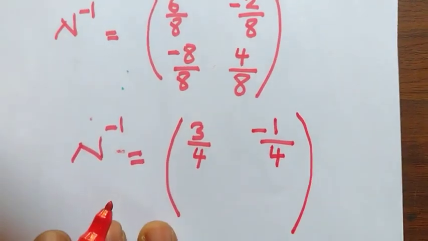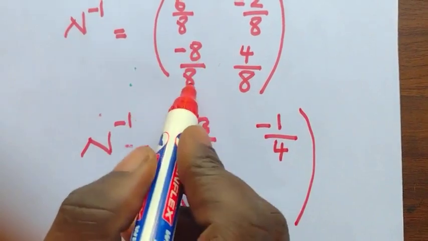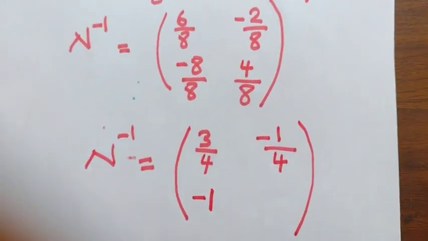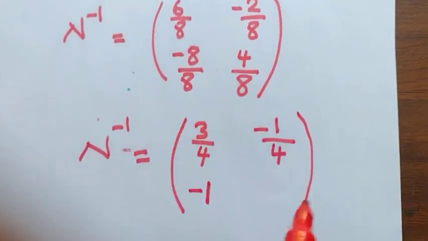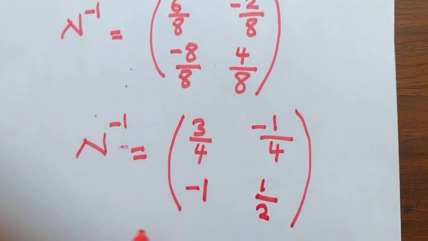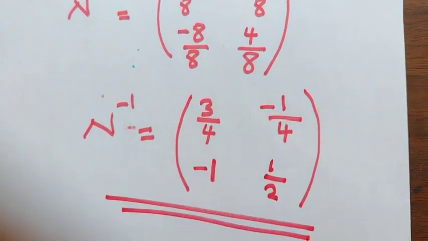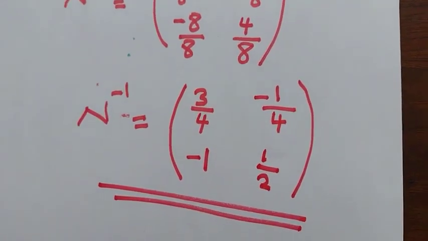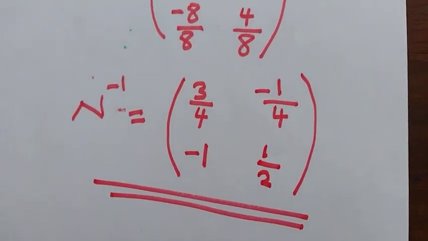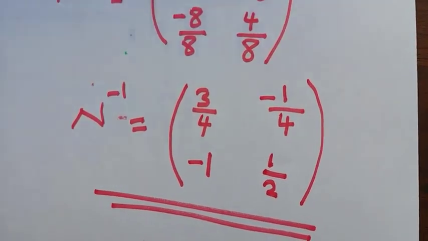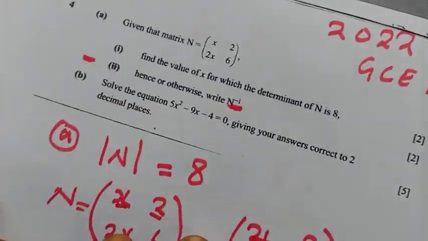We close. Here, 8 over 8, meaning 8 into 8, you get a negative 1. Then here, 4 into itself, it's 1. 4 into 8, it's 2. So this is the inverse of matrix N. I do hope that you are following. Very important. So this is how best we can answer this question.